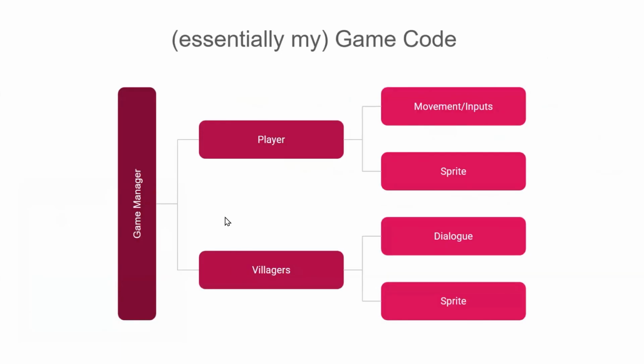Essentially, my game code works with a central game manager that manages all variables and arrays, and it directs the player, which has its movement input code and also its sprite image. It also controls and gives information to villagers, for example, your inventory space, how many kindness points you have, and how many times you've already talked to them. They also have dialogue attached to them, and they also have an image sprite.